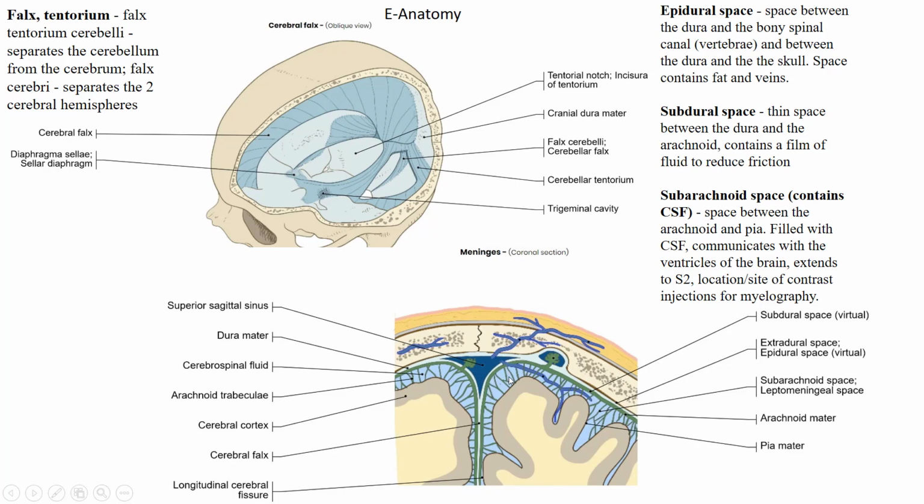And so the subarachnoid space, where the CSF fluid lives, is right in between the arachnoid and the pia. The thin black line is all the way around. And once again, these are those filaments that connect the arachnoid to the pia mater. The subarachnoid space is filled with CSF, as I mentioned, and goes all the way up from the brain. The fluid goes all the way through the brain and then all the way down the spinal canal as well. And contrast injections for myelography are injected into that space, not in the brain, of course, but in the spine.